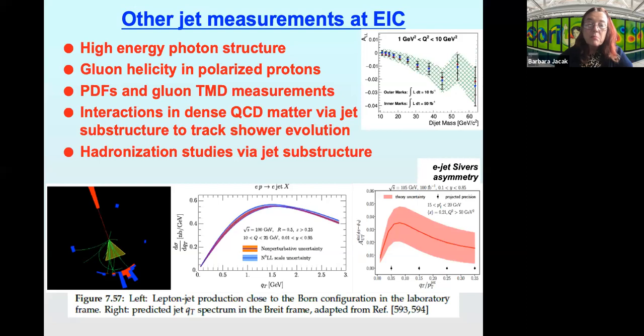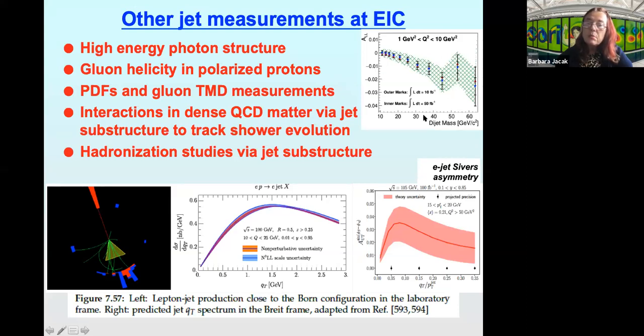Now, my last slide with EIC physics has some other interesting physics that can be done with jets at the EIC. You can use the jets to study high energy photon structure. You can use jets again to measure the gluon helicity in polarized protons.